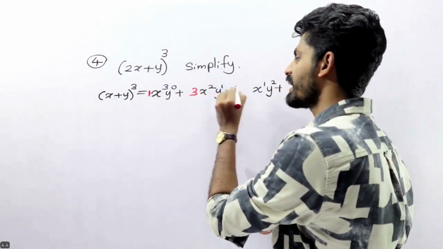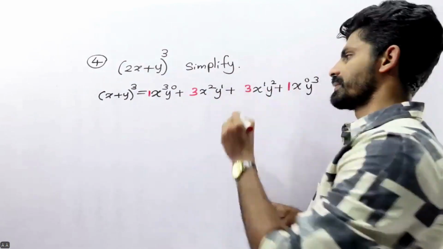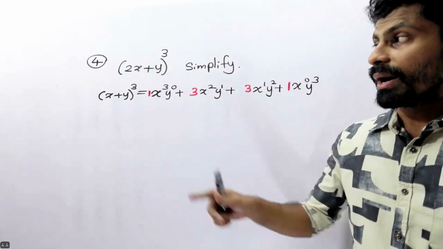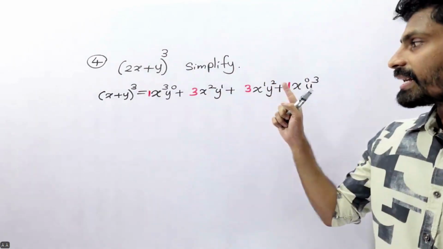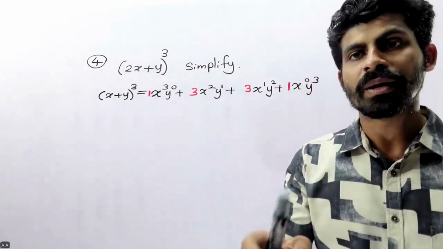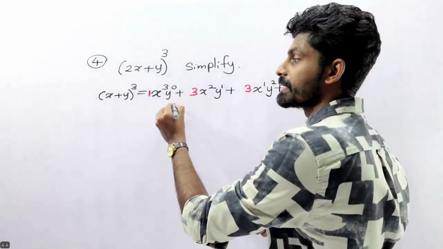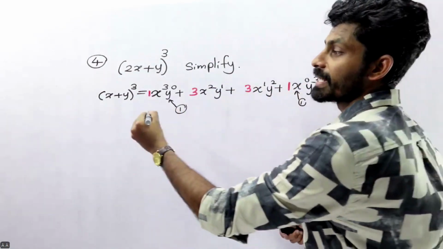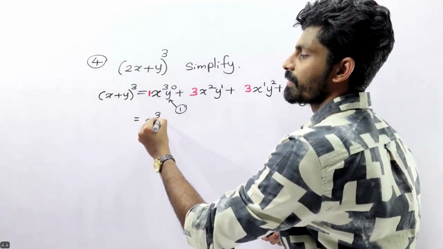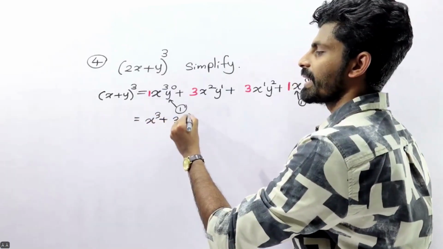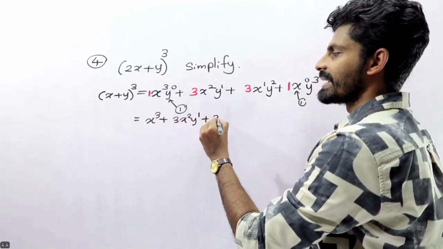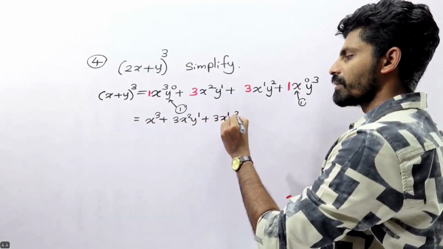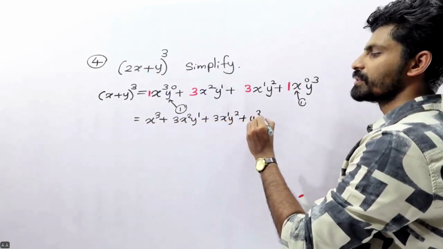1, 3, 3, 1. Y to the power 0 means 1. X to the power 0 means 1. So what is the final answer? This one also 1, this one also 1. X to the power 3, 3x squared y, 3xy squared, plus y to the power 3.